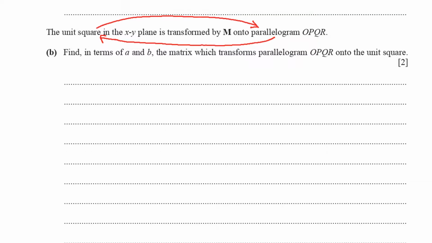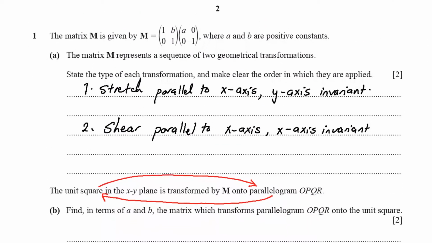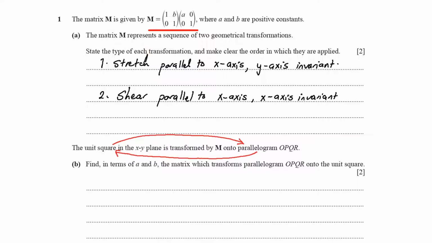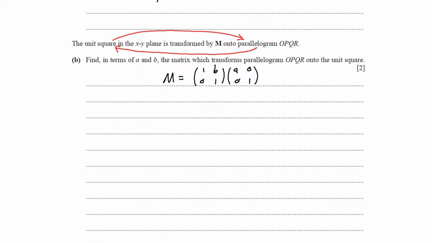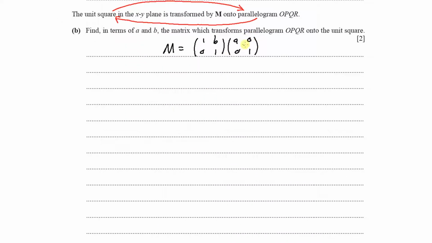Alright, so the matrix M for the transformation is here. M is equal to [[1, B], [0, 1]] and [[A, 0], [0, 1]]. So this is the transformation that's taking the unit square onto the parallelogram OPQR. Let's simplify this. So that's 1 times A plus B times 0, which gives us A. 1 times 0 plus B times 1, that's B. 0 times A plus 1 times 0, that's 0. And 0 times 0 plus 1 times 1, we get 1. So we have here the matrix M.